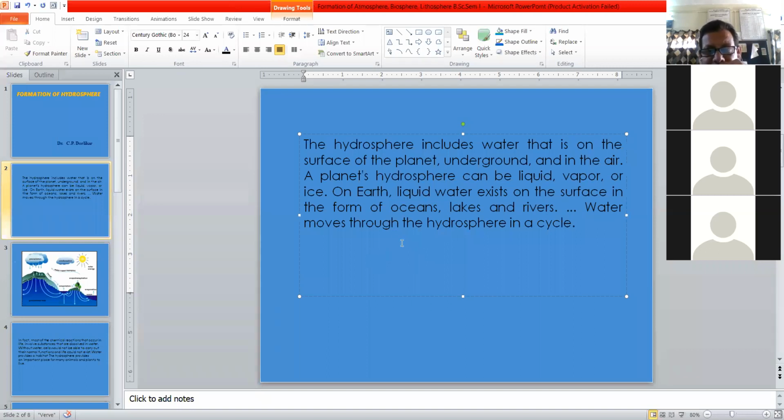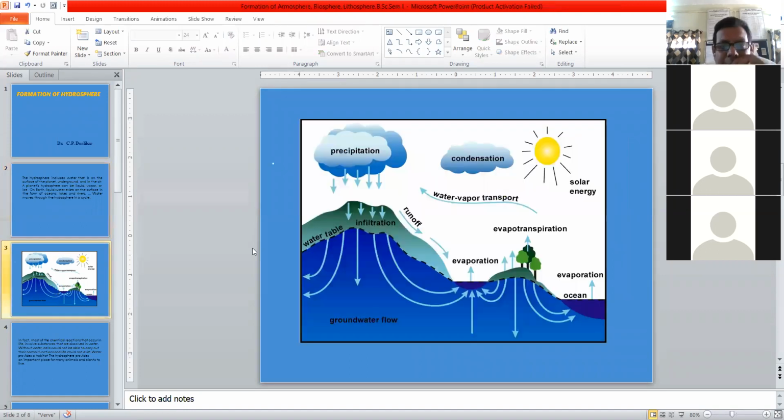Water moves through the hydrosphere in a cycle. It means the water can be moved in various forms, that is liquid water, gaseous water, and ice. It is a cyclic process, and therefore the water cycle is also a part of the hydrosphere. And the water cycle is nothing but the water which is coming from the rain.